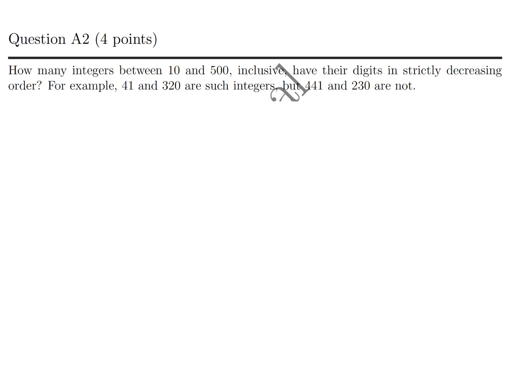How many integers between 10 and 500 inclusive have their digits in strictly decreasing order? For example, 41, 320 are such integers, but 441 and 230 are not. Well, let's break this up into two-digit numbers, and then we'll do three-digit numbers.